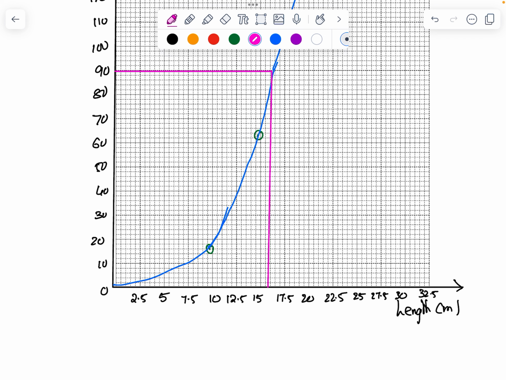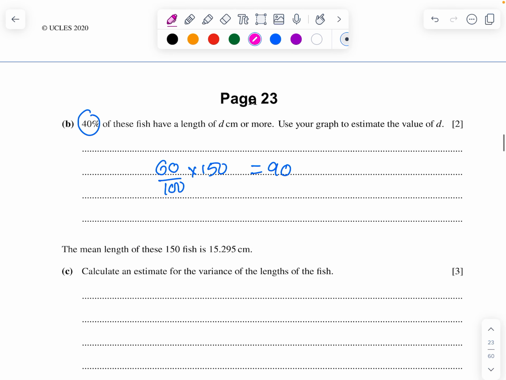So it is something around 16. The gap is 2.5 and it is divided into 5 parts. So each part is 0.5. So it is 15.5 to 16. So approximately it is 16 centimeters.